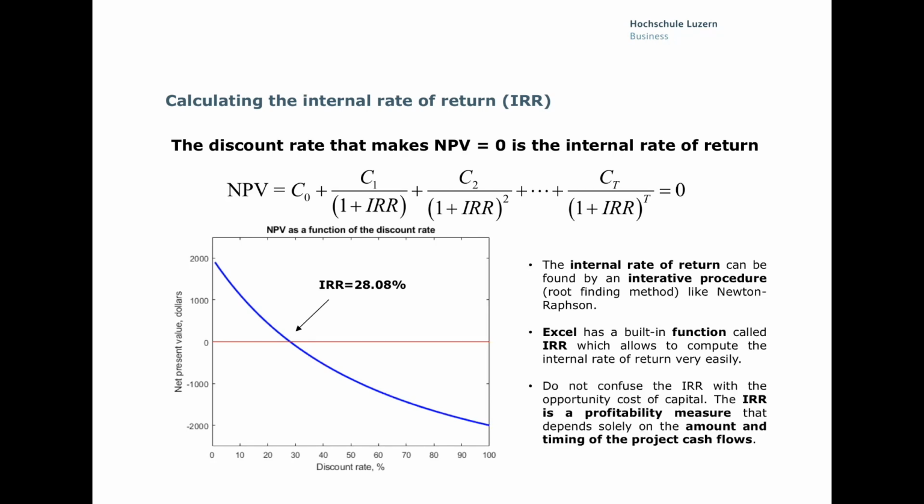It is important that you don't confuse the internal rate of return with the opportunity cost of capital. The IRR is a profitability measure that depends solely on the amount and time of the project cash flows, while the opportunity cost of capital is the expected rate of return offered by other assets with the same risk as the project being evaluated.